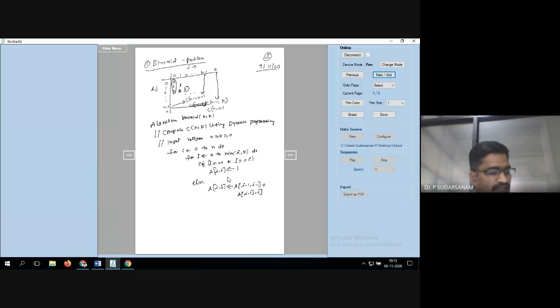Now I'll tell you the simple calculation. 4C4, for example, I want to calculate it. Write the values 0, 1, 2, 3, 4. Now 0, 1, 2, 3, 4.